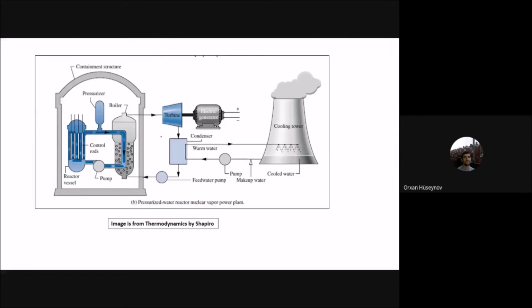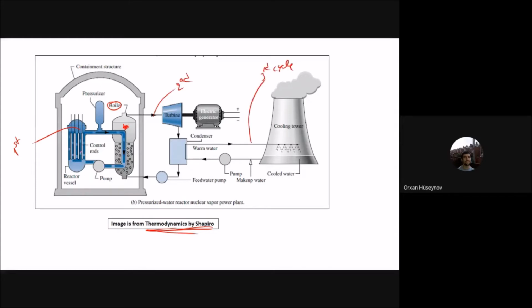One more is this one, from the book by Shapiro, where we are using a nuclear power plant. You can see that the process is again the same. You have the boiler here, the turbine and the condenser, pump, cooling tower, etc. But the only difference is that you are now using nuclear energy, and inside that nuclear containment you have one more loop here. So you can see that in all of these systems you have three loops: the first loop here, the second cycle here, and the third cycle here.